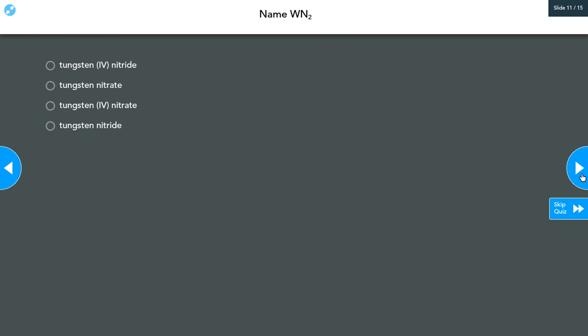Then we have WN2, and W is tungsten. It is a transition metal, so you check the back of the periodic table. W is not highlighted, so therefore it would not use a Roman numeral, and N is just nitrogen, so that becomes nitride. So this would just be tungsten nitride. If you put a Roman numeral in there, it would be marked wrong.